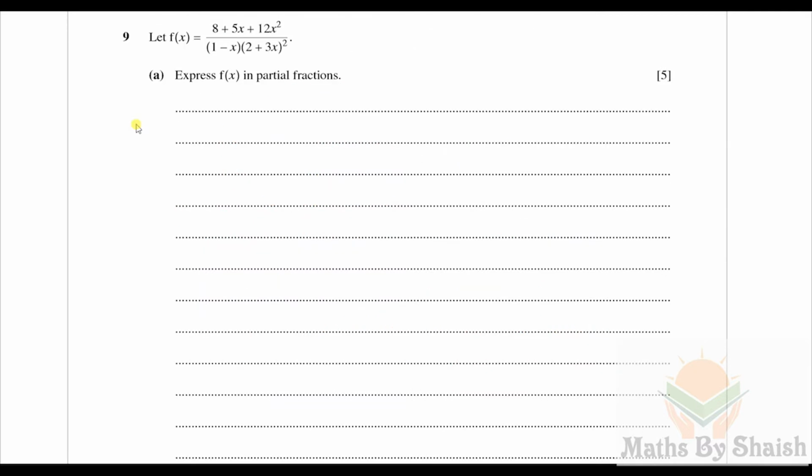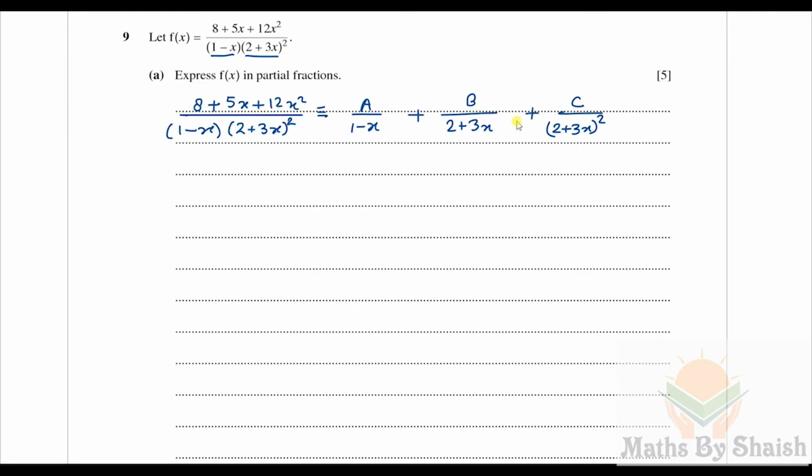Here's question number 9. Let f(x) is equal to 8 plus 5x plus 12x square over (1 minus x) into (2 plus 3x) square, and we need to express f(x) in the partial fraction form. So we can see it is a linear factor and a linear factor but squared, so we can write f(x) as a over 1 minus x and b over the first power and c over the 2 power here. Now we will solve for a, b, c, and that is going to be the answer.